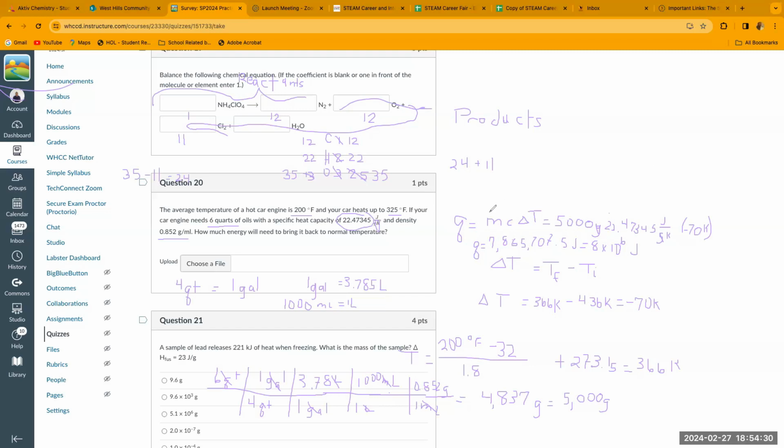But if you remember, you have two equations. You have Q equals m c delta T, and you also have Q equals mass times delta H, or moles times delta H. Those are the two equations that you're going to be using for energy. Any questions?